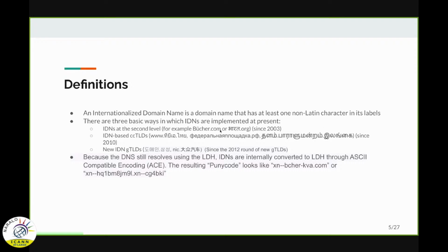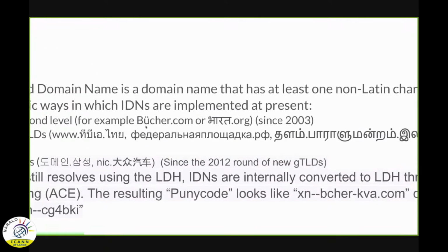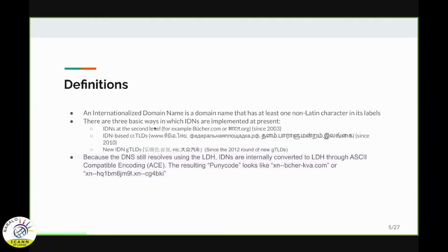The earliest of these, since 2003, was IDNs at the 2nd level. So you can see here busher.com and this particular .org. The top level domains are the regular top level domains. But at the second level, we have special characters that are not Latin. In this case, this is German and this is Hindi or Devanagari. So that's the first type, at the 2nd level.